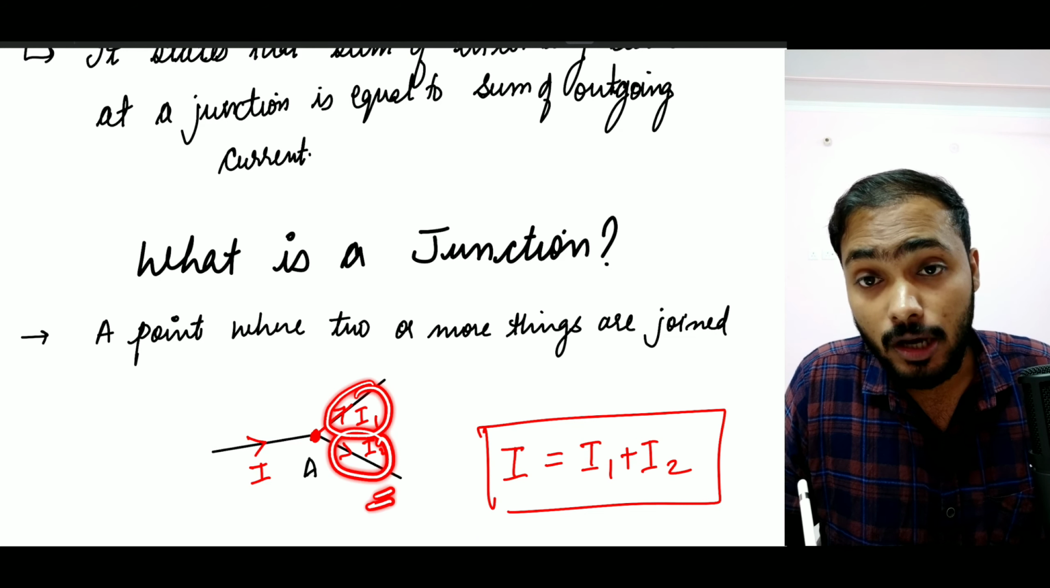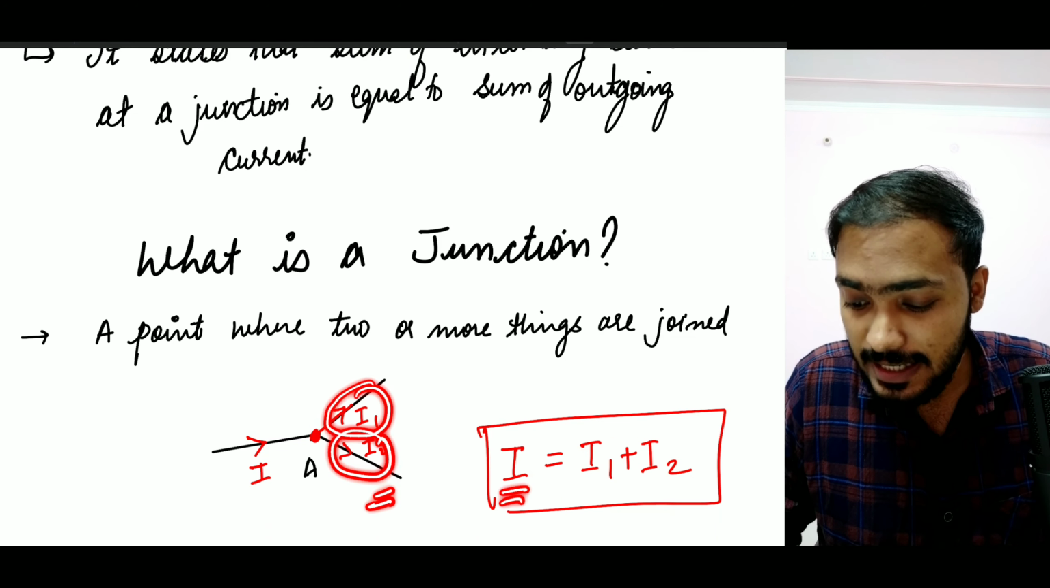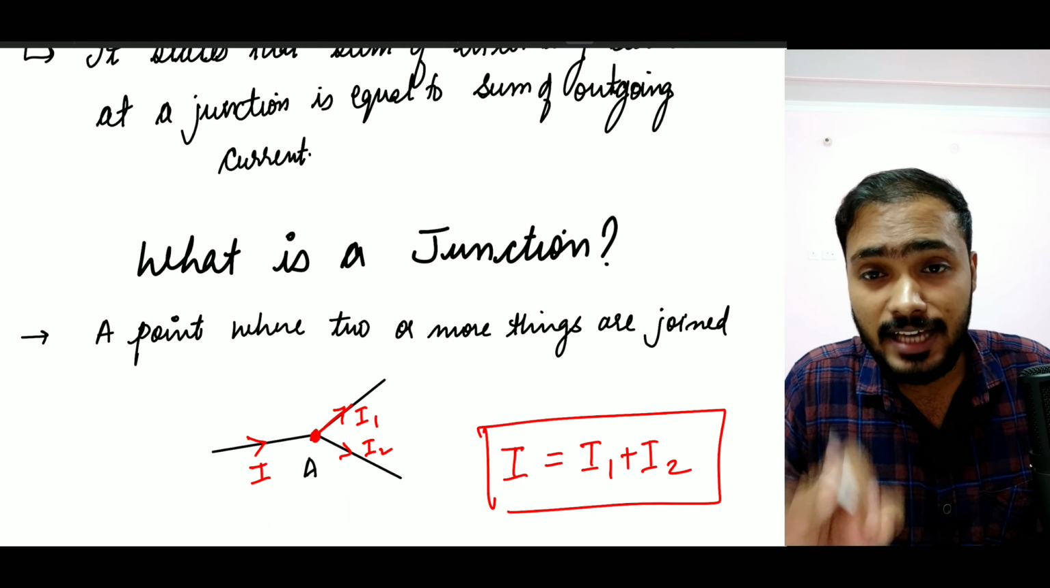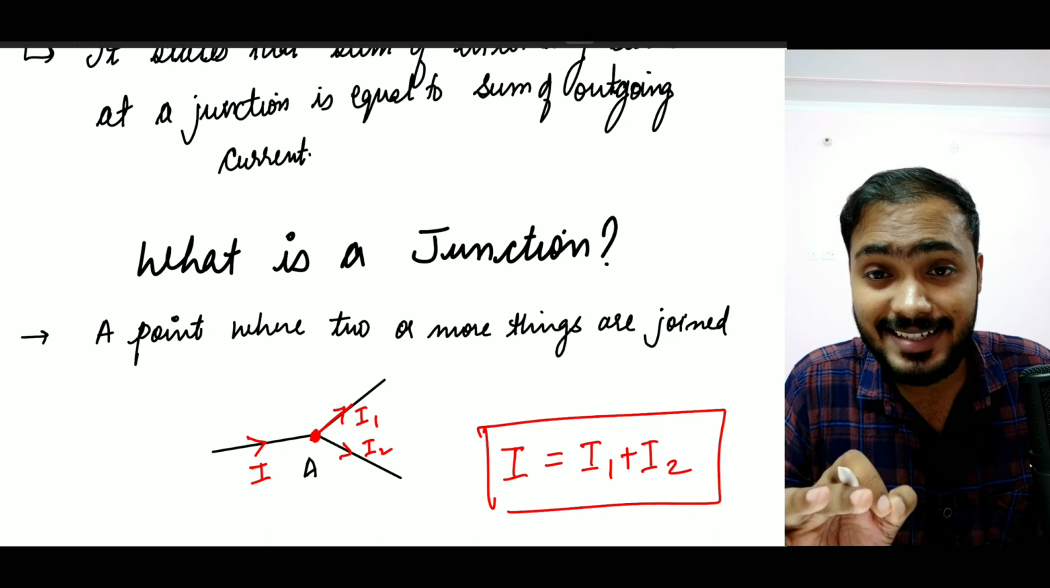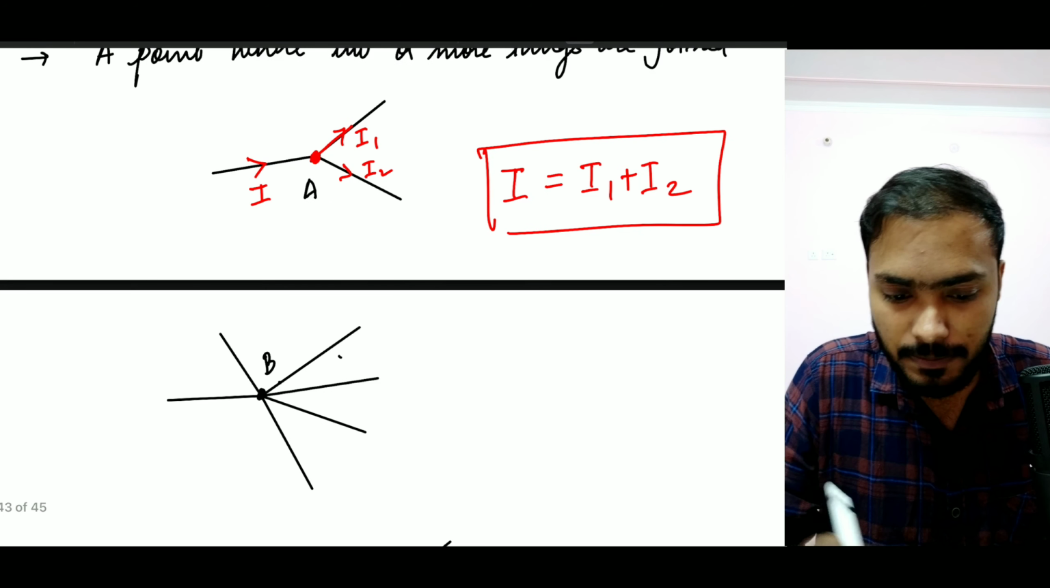These currents are your outgoing current, right? So the I is actually equal to I1 plus I2. I hope you guys can understand that. Okay, let's take one more example.